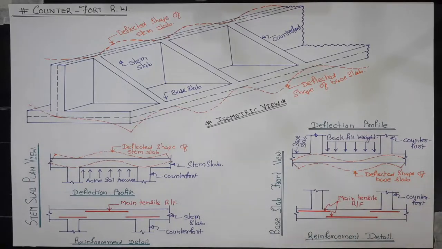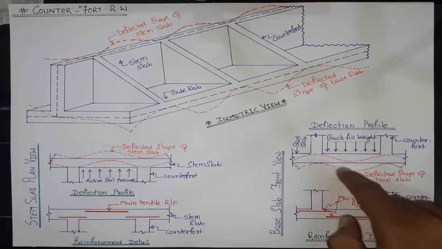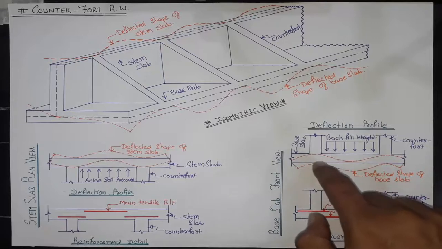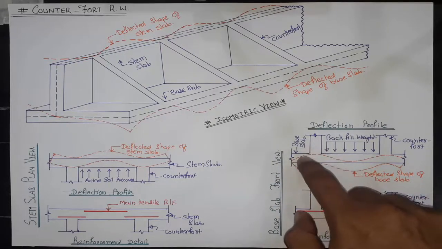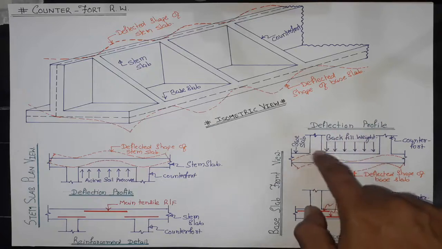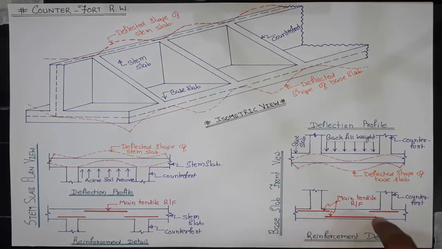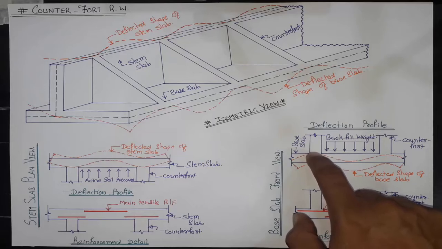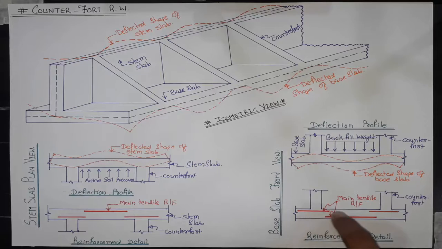Here we can see that between the counterforts, the tension face will be away from the backfill, while at the connection between the base slab and counterfort, the tension face will be towards the backfill. Hence, main tensile reinforcement between the two counterforts will be in the bottom layer, while main tensile reinforcement at the junction between base slab and the counterfort will be towards the backfill. This red line represents the main tensile reinforcement.